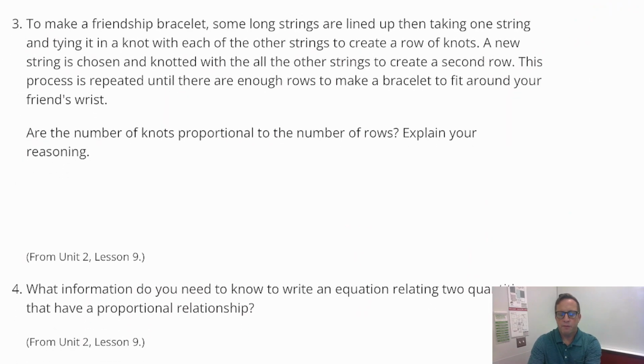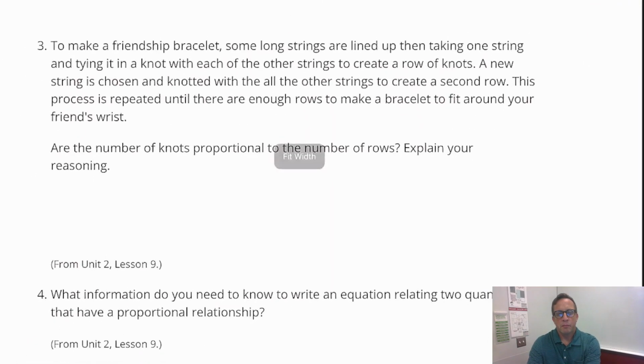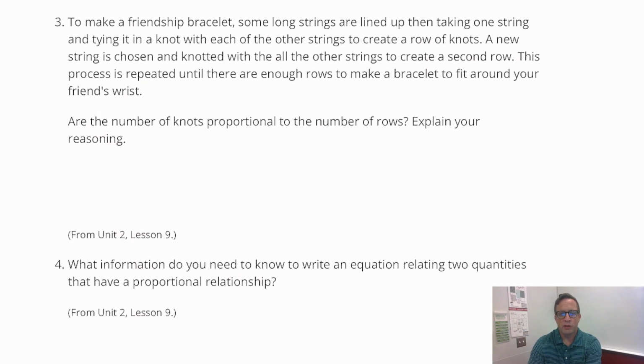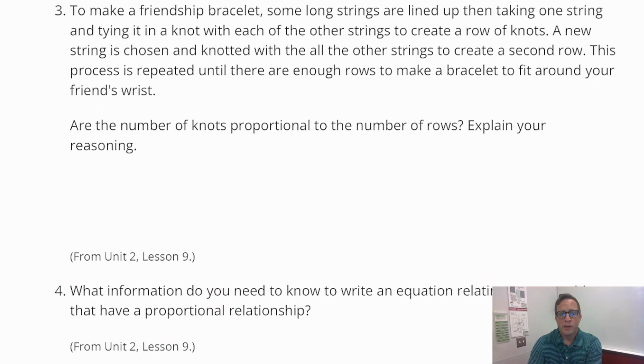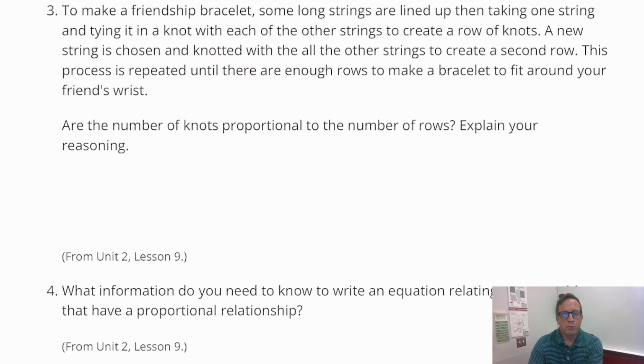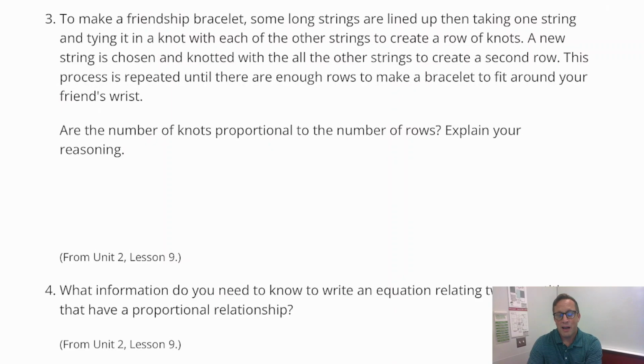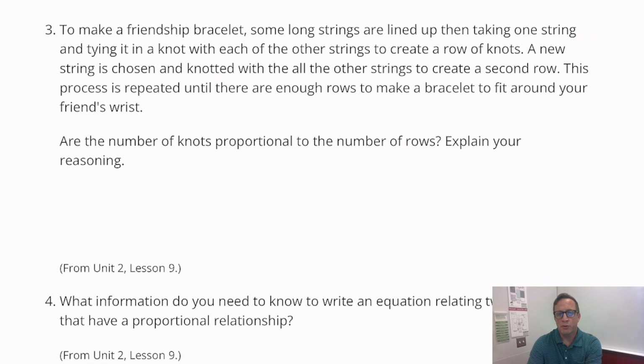Number 3, to make a friendship bracelet. Middle schoolers, do you still do that? All right, to make a friendship bracelet, some long strings are lined up, then taking one string and tying it to a knot with each of the other strings to create a row of knots. A new string is chosen and knotted with all the other strings to create a second row. This process is repeated until there are enough rows to make a bracelet to fit around your friend's wrist. Now, a lot of reading in that one and somewhat confusing the way it's worded.